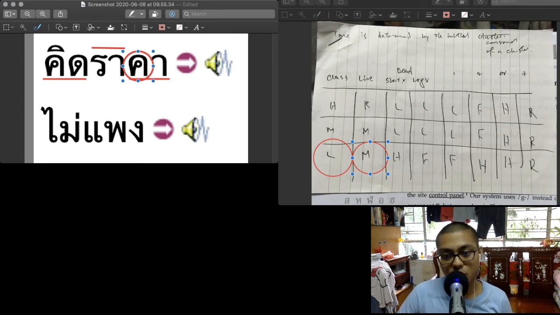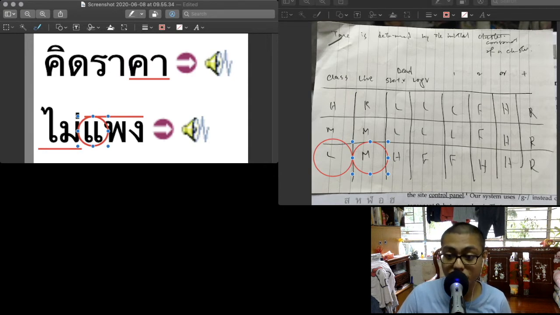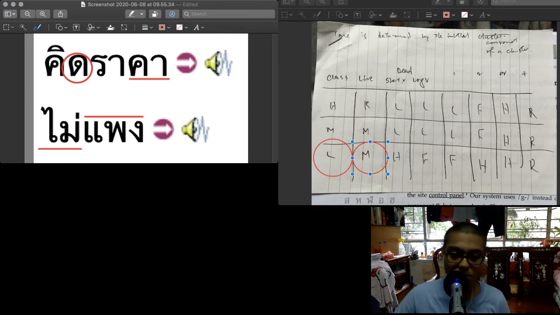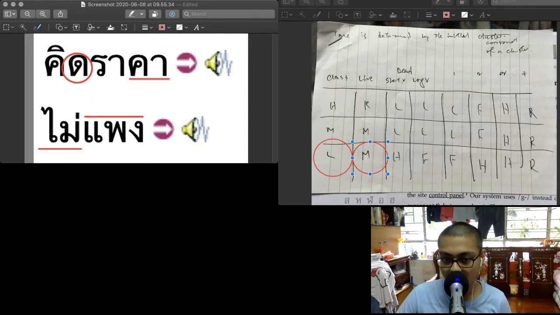Let's move on to the second one. Second word, I'll bring it this way. Why? Because this thing only appears at the beginning of each syllable. So I know I must break it this way. Two syllables in this case.